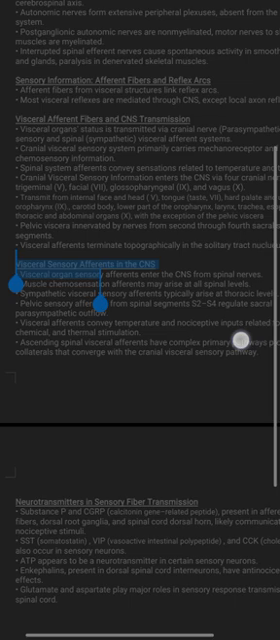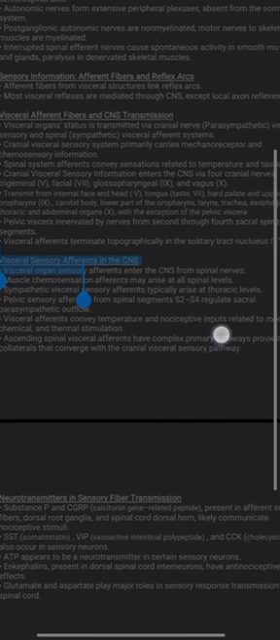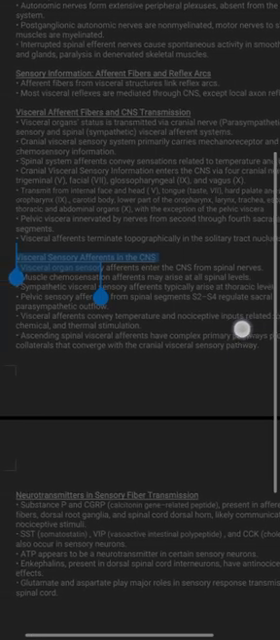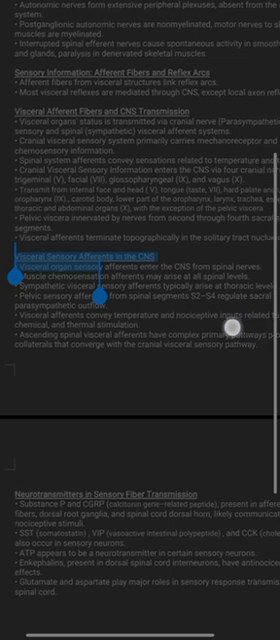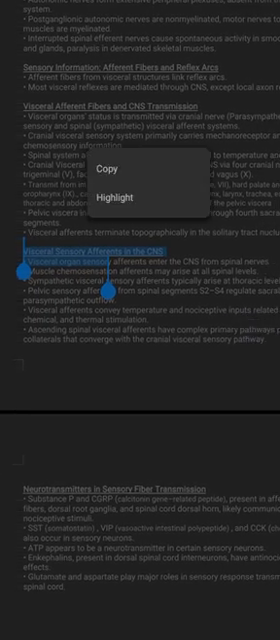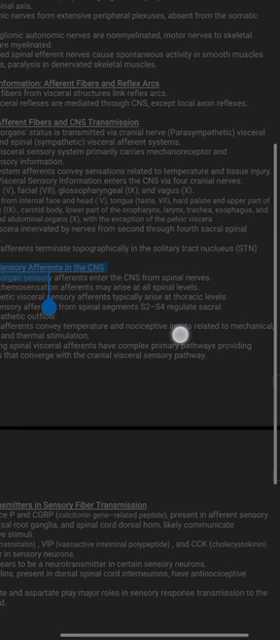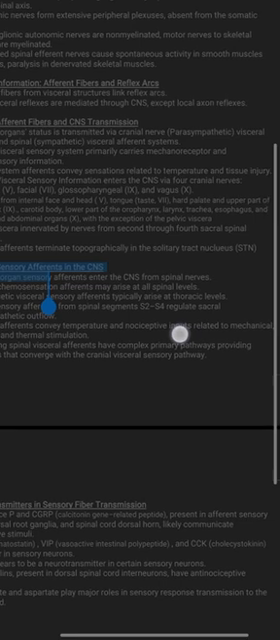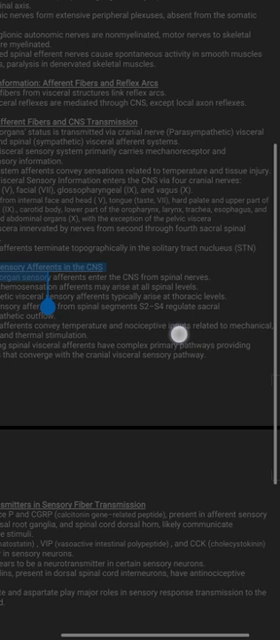Then the cranial visceral sensory system primarily carries mechanoreceptor and chemosensory information. I'm talking about the type of information the cranial carries. Mechanoreceptor means anything that has to do with mechanical events in those visceral organs, and chemosensory means they sense anything chemical. That's what the cranial one does.